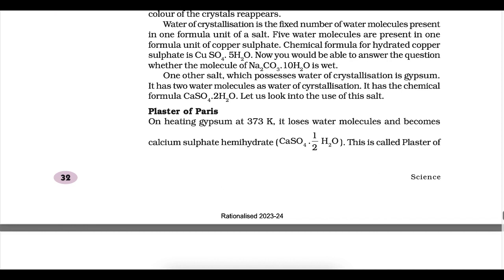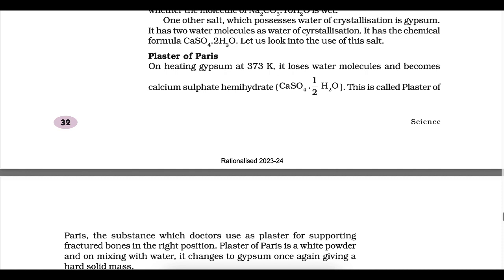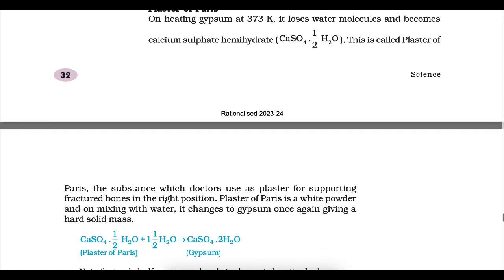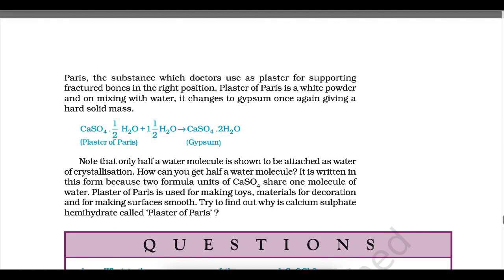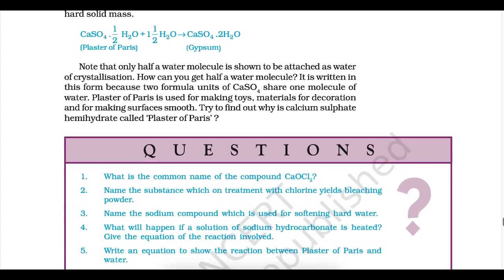One other salt which possesses water of crystallization is gypsum. It has 2 water molecules as water of crystallization. It has the chemical formula CaSO4 2H2O. Let us look into the use of this salt. Plaster of Paris. On heating gypsum at 373 K, it loses water molecules and becomes calcium sulfate hemihydrate. This is called plaster of Paris, the substance which doctors use as a plaster for supporting fractured bones in the right position. Plaster of Paris is a white powder and on mixing with water, it changes to gypsum once again, giving a hard solid mass.